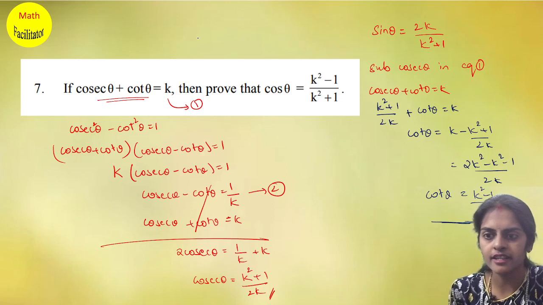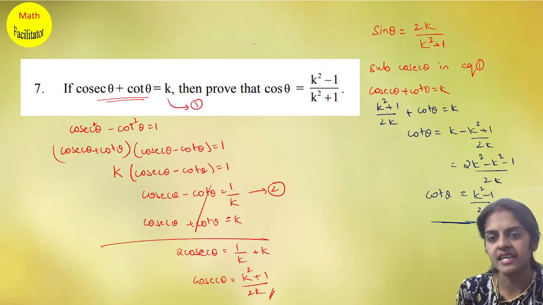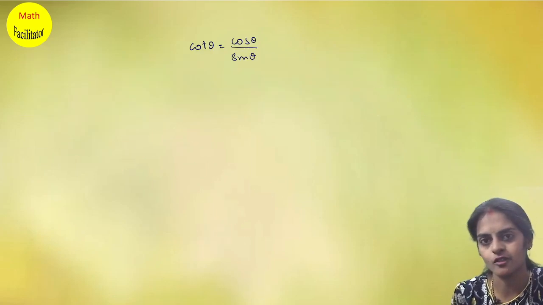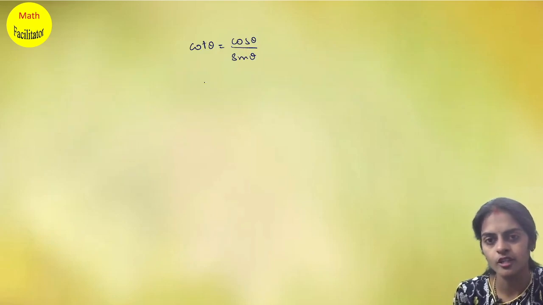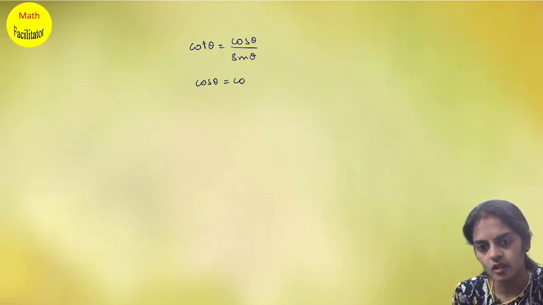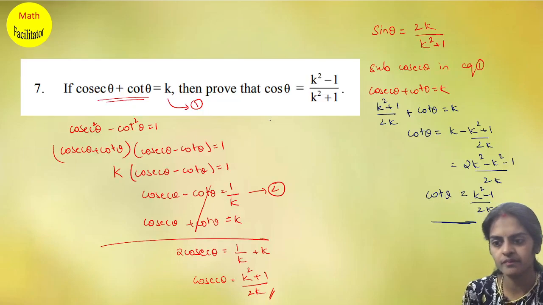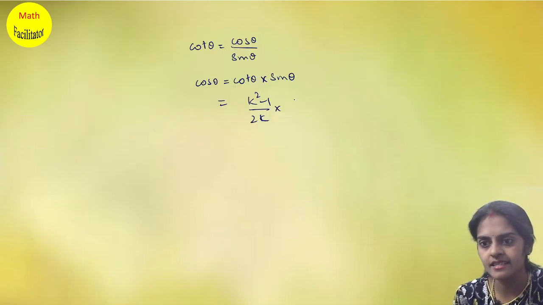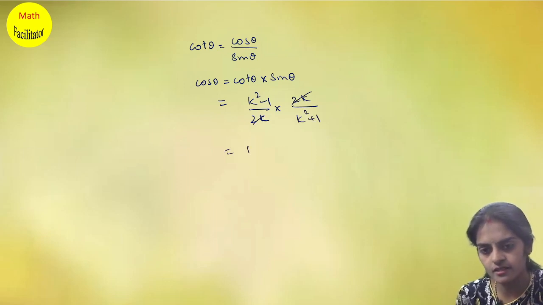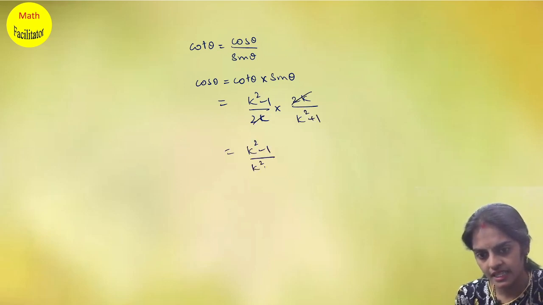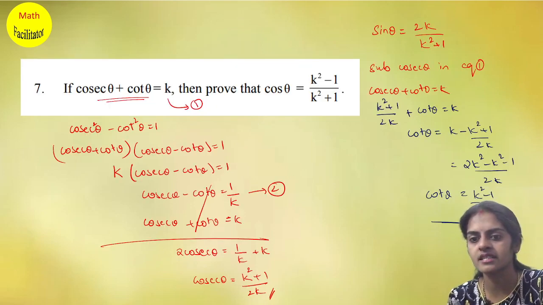Now see, I need to find the cos theta value. But I know cot theta is nothing but cos theta by sin theta. I have the sin theta value and the cot theta value, and I want the cos theta value. So cos theta is nothing but cot theta into sin theta. Cot theta is (k square minus 1) by 2k, into sin theta which is 2k by (k square plus 1). So 2k cancels, and we get (k square minus 1) by (k square plus 1). That is the cos theta value.